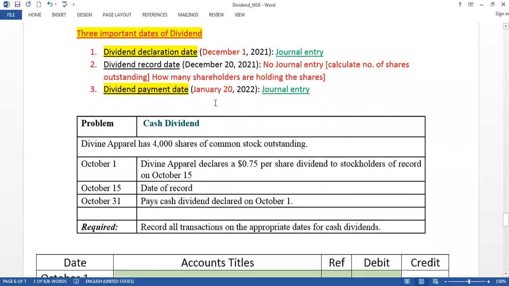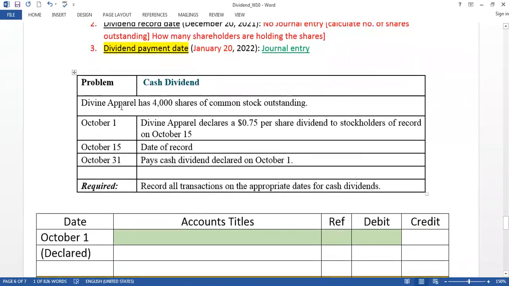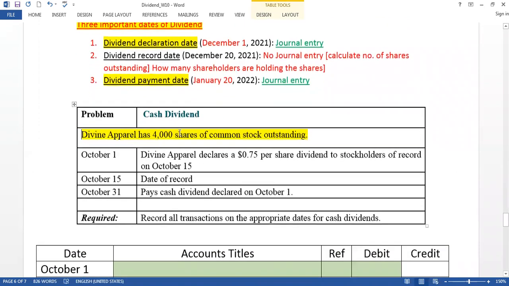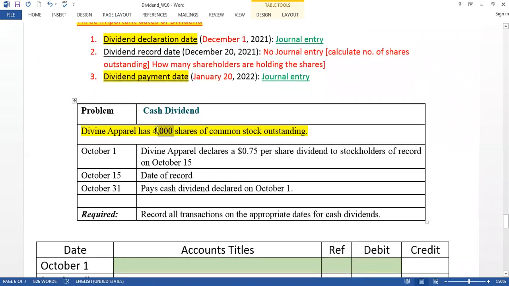Now read the question. The question said that Divine Apples has 4,000 shares of common stock outstanding. Based on these 3 dates, which one is this 4,000? Number 2, right? We are going to calculate the number of shares outstanding. How many shareholders are holding my shares? According to this question, 4,000 shares are outstanding, which means these 4,000 shareholders are holding my shares. Okay, this is number 2.